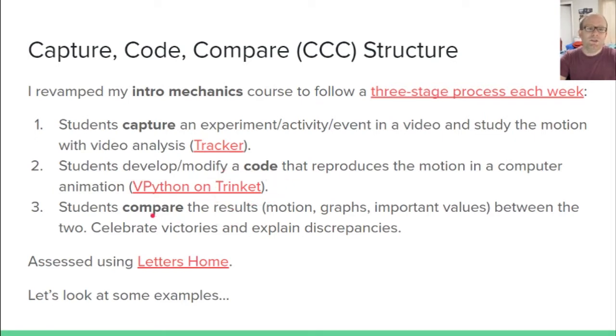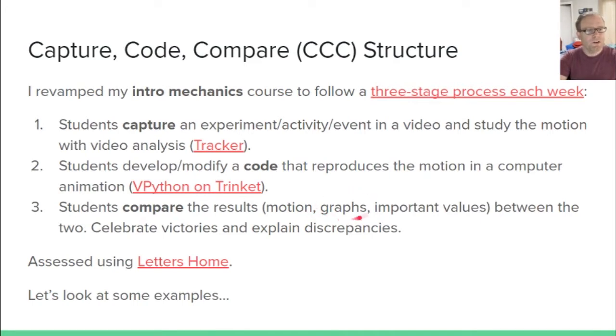And then finally, the students at the end of each activity had to compare the results between the video that they captured and the simulation that they developed. This comparison could be as simple as looking at the motion in the video and in the animation and saying that they move in the same direction or that they have the same type of shape of trajectory.